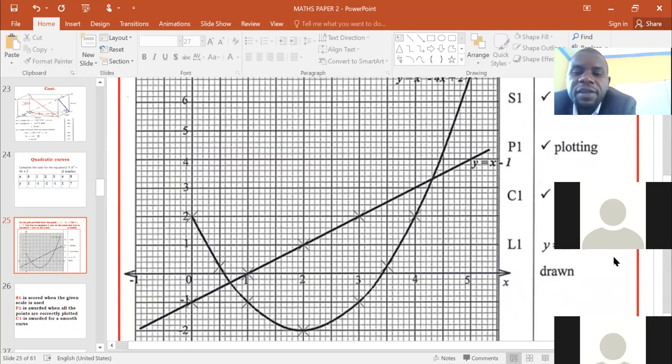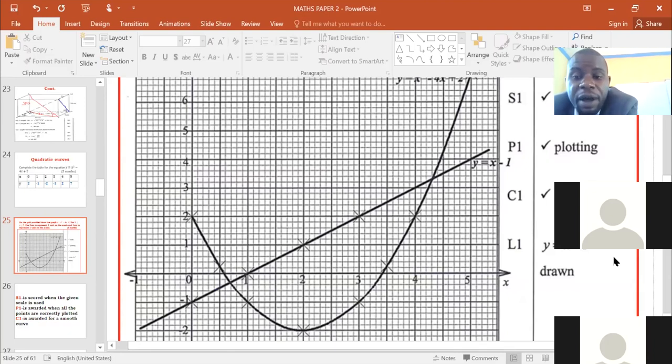Some use plus signs, but dots we discourage as much as possible, because in the process of drawing the graph, the dot disappears. That means that there'll be no evidence for plotting. The curve may not be as smooth as what I have on the computer, but try to draw your curve as smooth as possible so that you are awarded the C1 curve mark. Now, you notice that the C1 curve mark affects most of the working that comes below the graph.